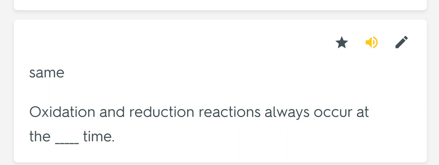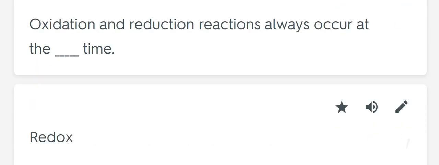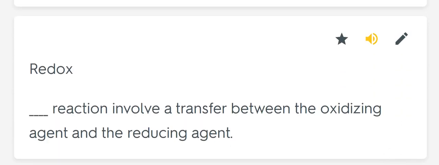Same. Oxidation and reduction reactions always occur at the same time. Redox reactions involve a transfer between the oxidizing agent and the reducing agent.